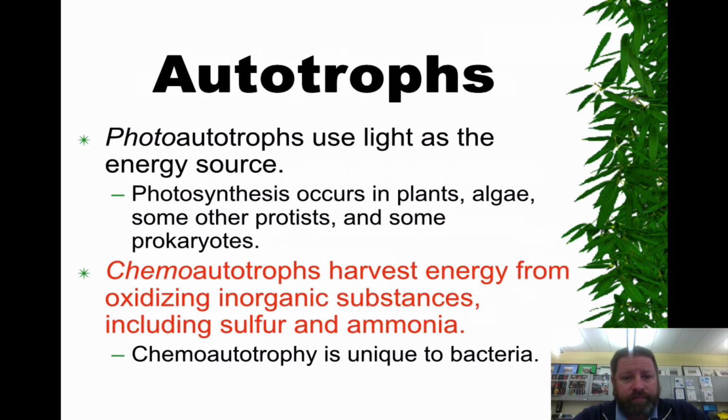So we can talk about photo versus chemoautotrophs. This is what we were talking about: photosynthesis versus chemosynthesis. Photosynthesis obviously uses the energy found in light, and that energy in the light drives the reactions that take place. Here are just some examples: obviously plants, algae, protists, prokaryotes. Chemoautotrophs harvest energy from inorganic substances such as sulfur and ammonia. Those would be the chemicals that are found there. We'll talk way more about photoautotrophs than we do chemo. The process is similar, but for the most part, that's where we'll spend most of our time.